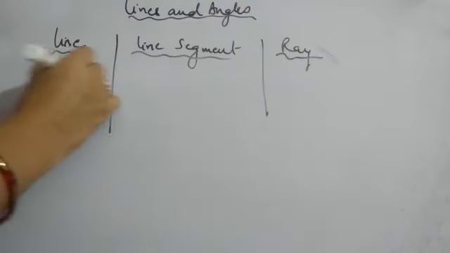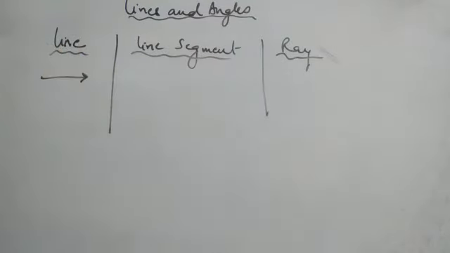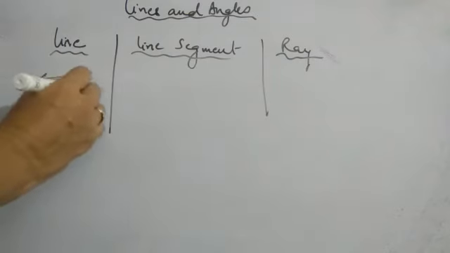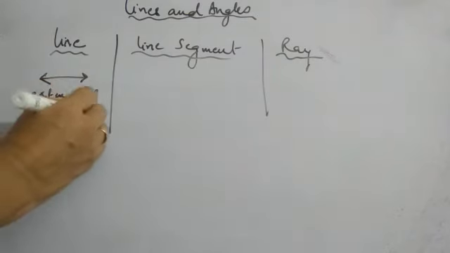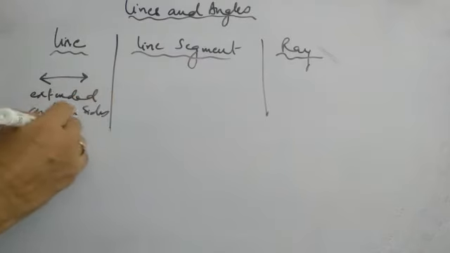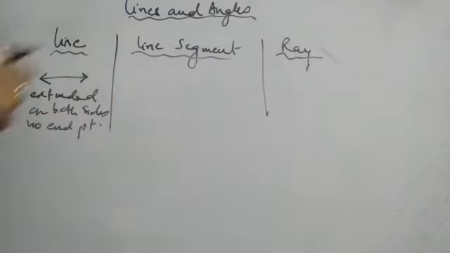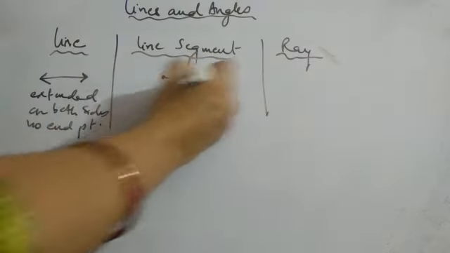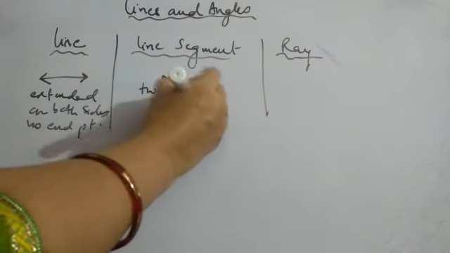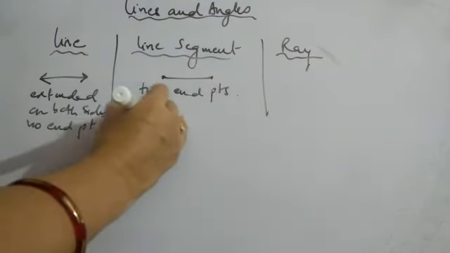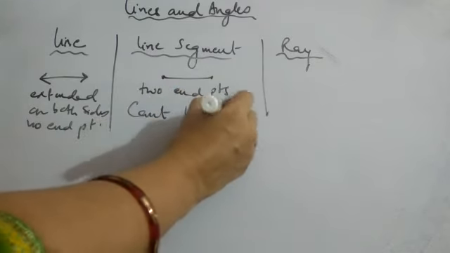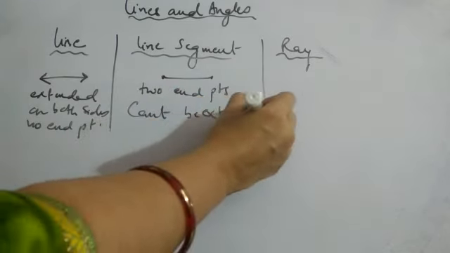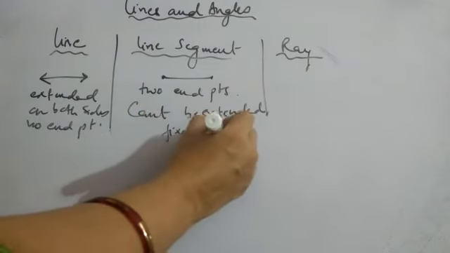So the line is this, children. The line can be extended on both sides, and it has no end point. Line segment, it has two end points and can't be extended and has a fixed length.